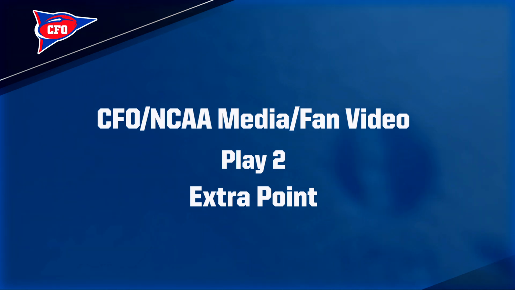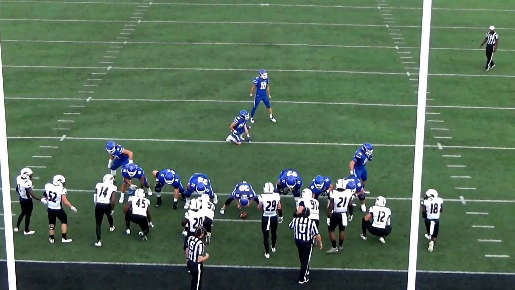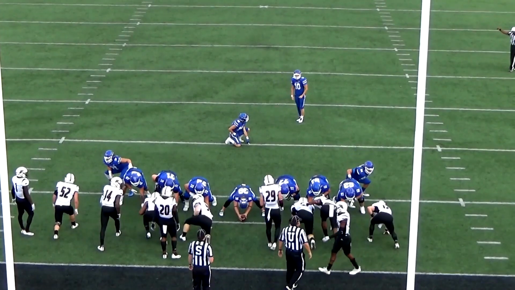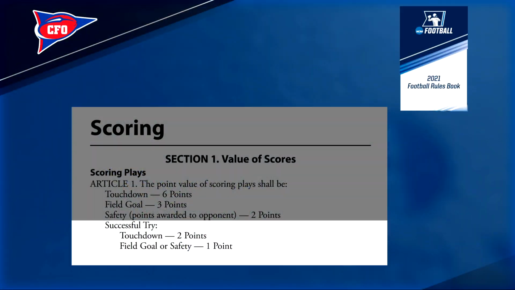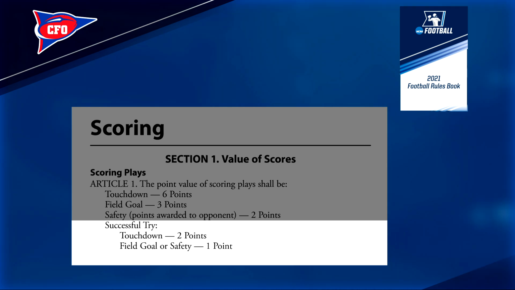Play 2 is an extra point play. And before we take a look at that, I first want to discuss scoring on an extra point or a try. And we know that by rule, a try is an opportunity for either team to score 1 or 2 points while the game clock is stopped after a touchdown. And as we look at the value of scores on a successful try, a touchdown counts 2 points, a field goal counts 1 point, a safety counts 1 point. So a lot of times we say they're going for 2, but what we really mean is they're attempting to score a touchdown that will count for 2 points.